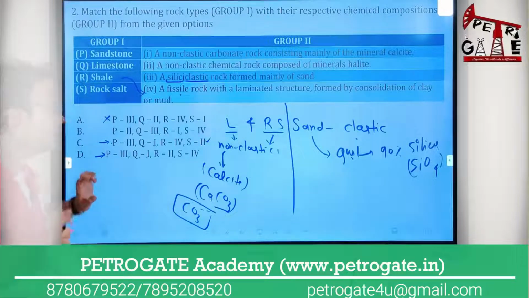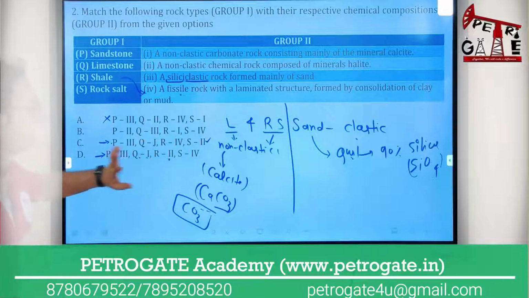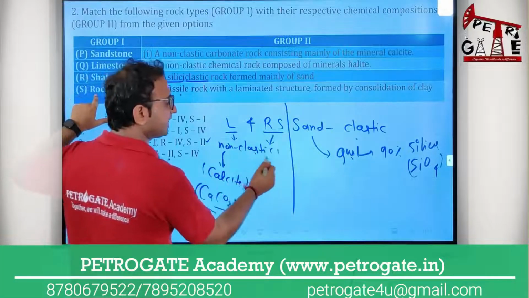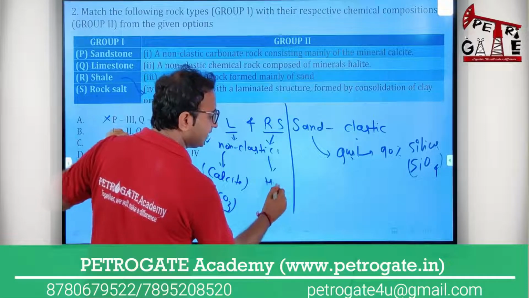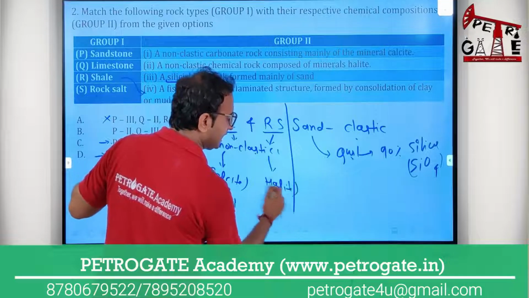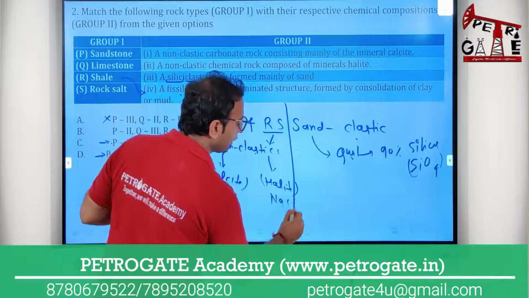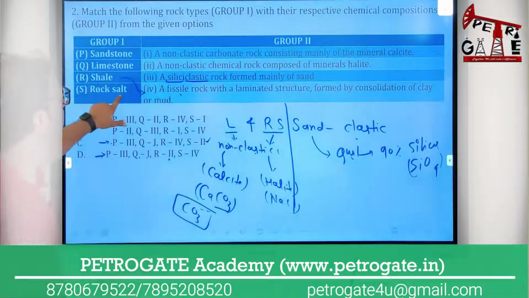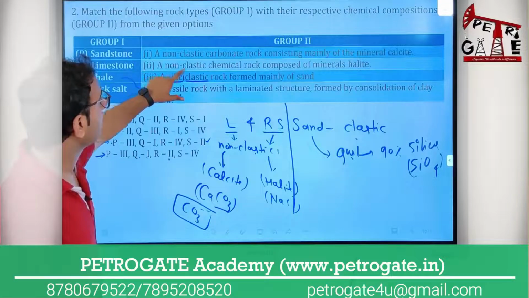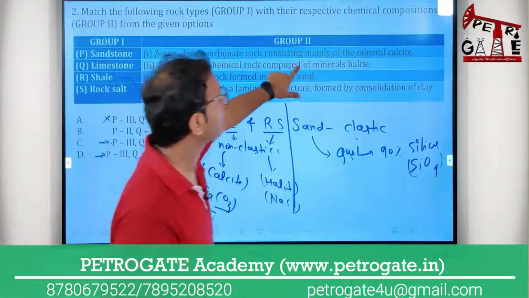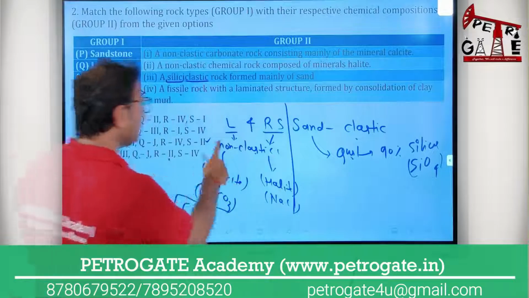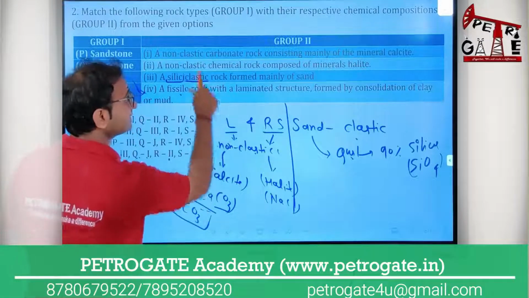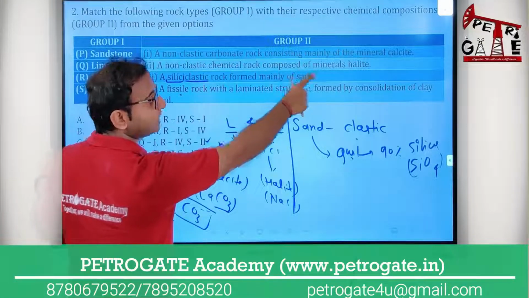Okay, no problem. Now R will be second. Now we can also read this line. Rock salt is also non-clastic, made of halite. Halite means NaCl. So now you will see rock salt means a non-clastic chemical rock composed of the mineral halite. Limestone is a non-clastic carbonate rock which consists of the mineral calcite.